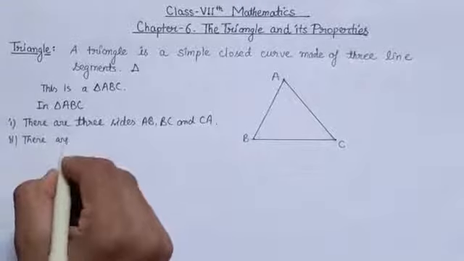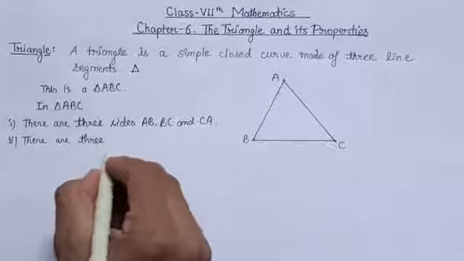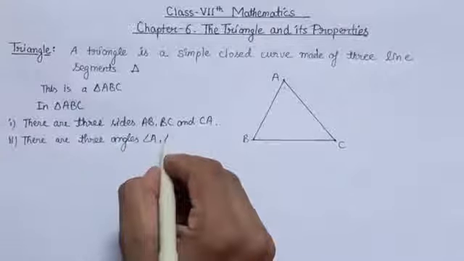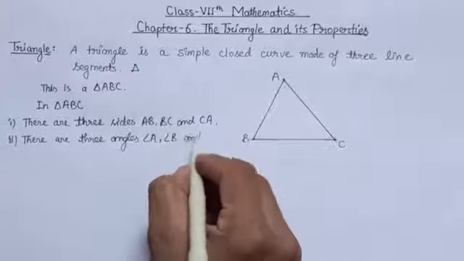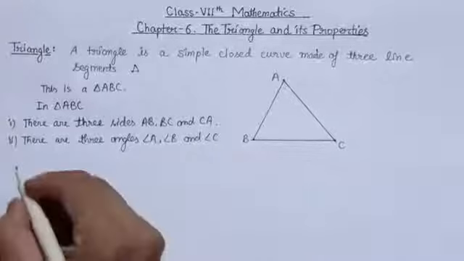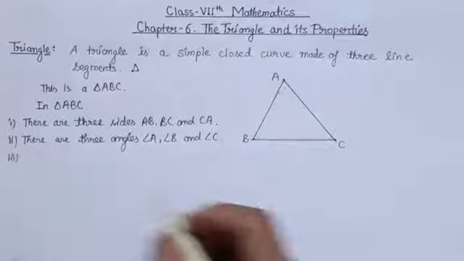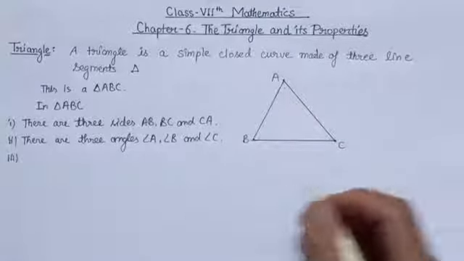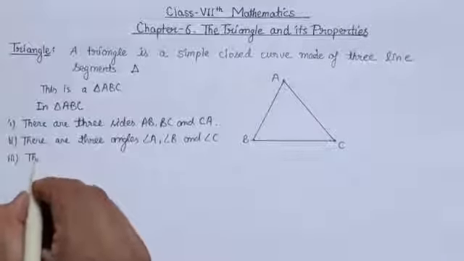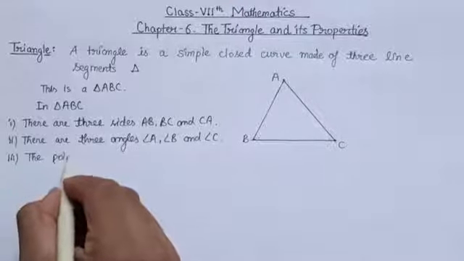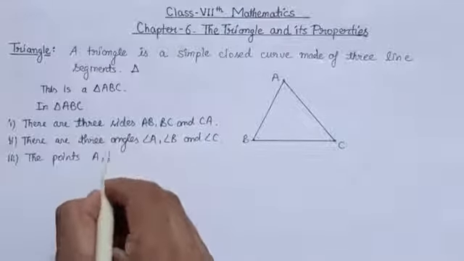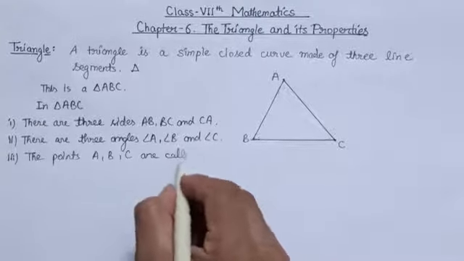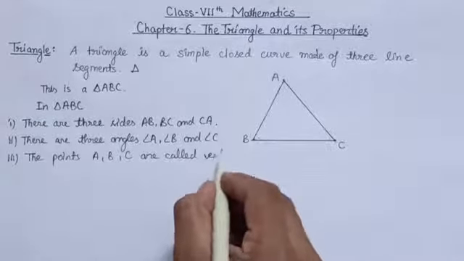There are 3 angles, angle A, angle B and angle C. And here the 3 points A, B and C are known as vertices. The points A, B and C are called vertices.